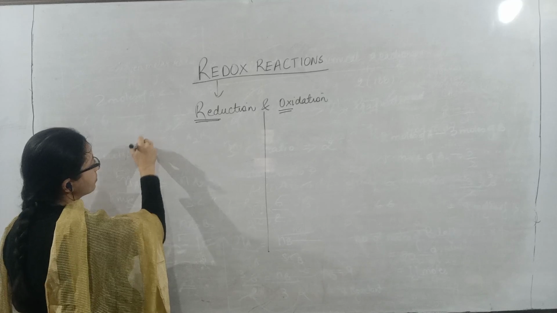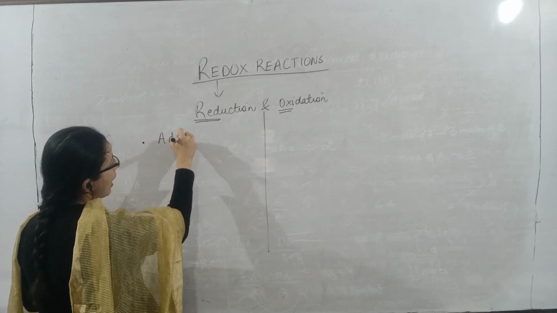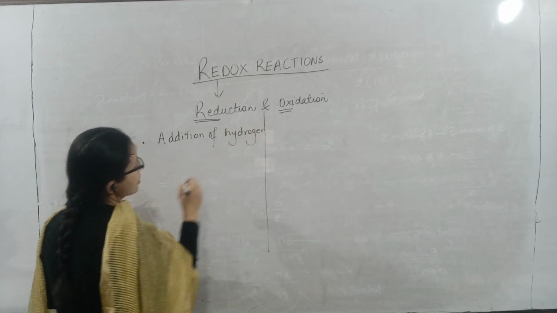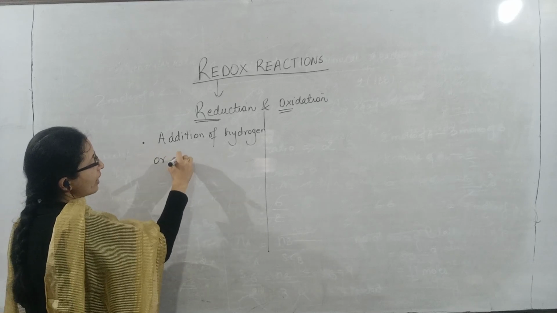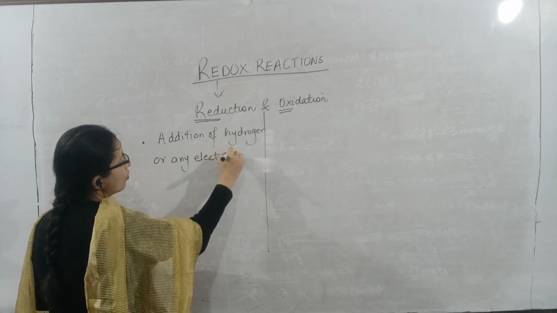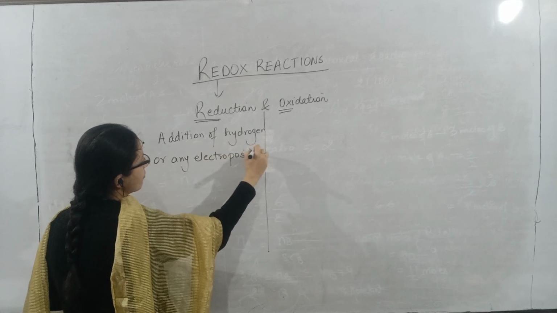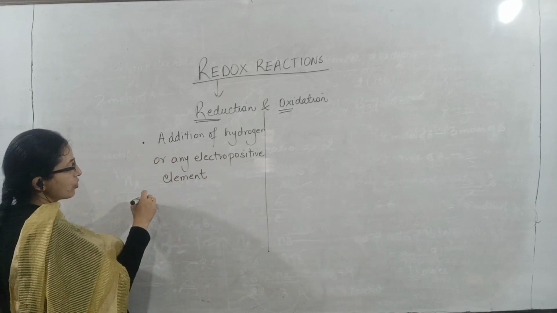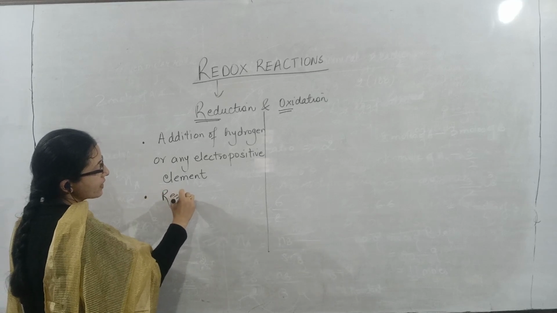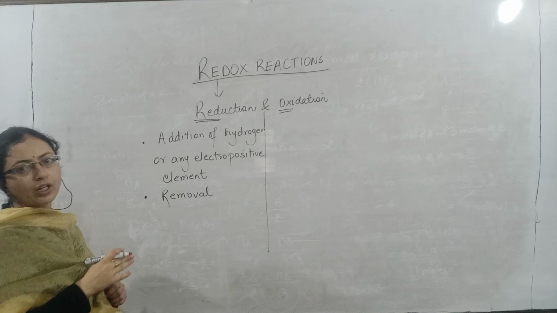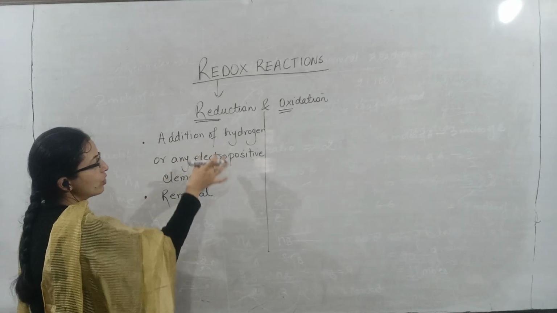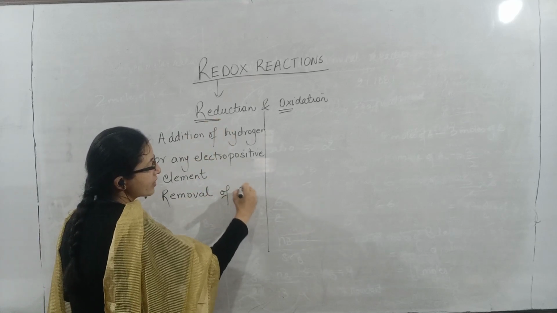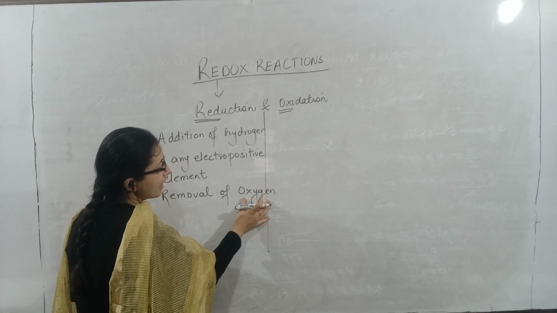Reduction means addition of hydrogen or any electropositive element. Okay, just the opposite of addition of hydrogen is removal of oxygen. So these were the earlier concepts. Addition of hydrogen or any electropositive element is called as reduction, or removal of oxygen, because oxygen is electronegative.